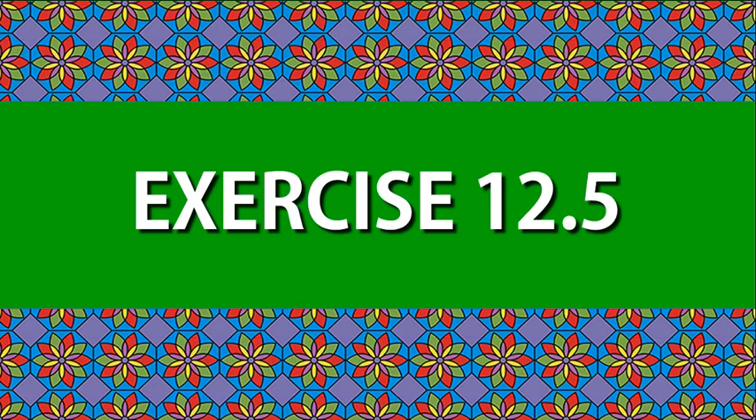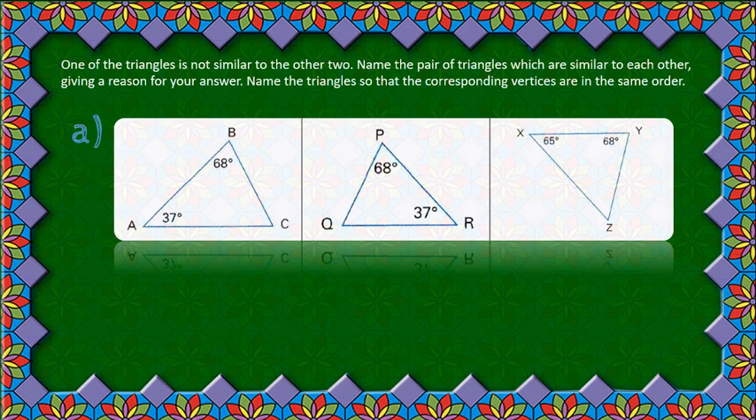These are the answers for exercise 12.5. Question A says, one of the triangles is not similar to the other two. Name the pair of triangles which are similar to each other, giving a reason for your answer. Name the triangles so that the corresponding vertices are in the same order.